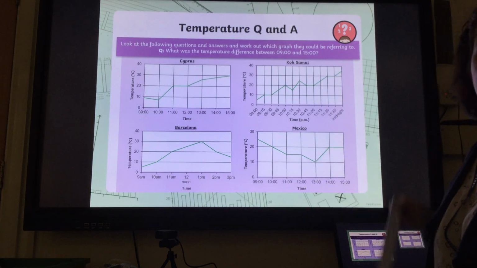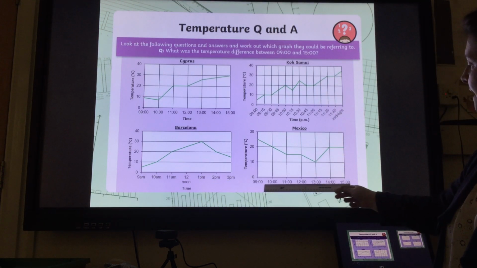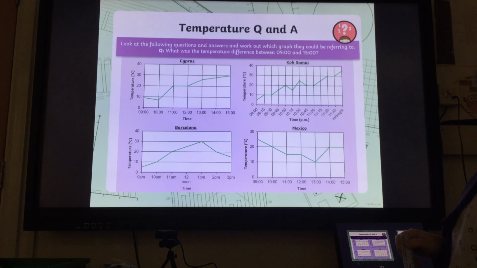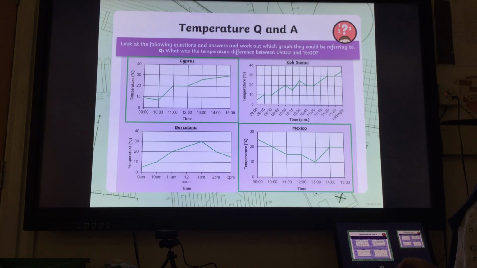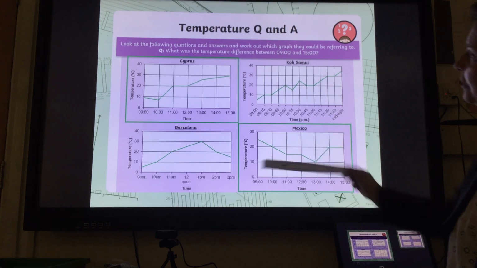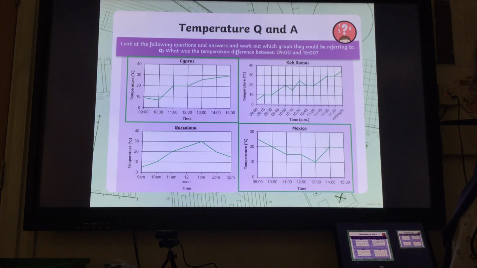9 a.m. to 3 p.m. Could it be that one? 9 o'clock to 1500. Could be that one. So which graphs do you think it's referring to? So it was referring to Mexico and Cyprus. Were you right?